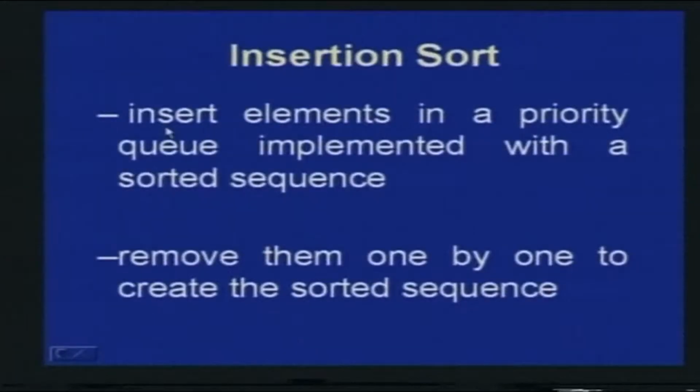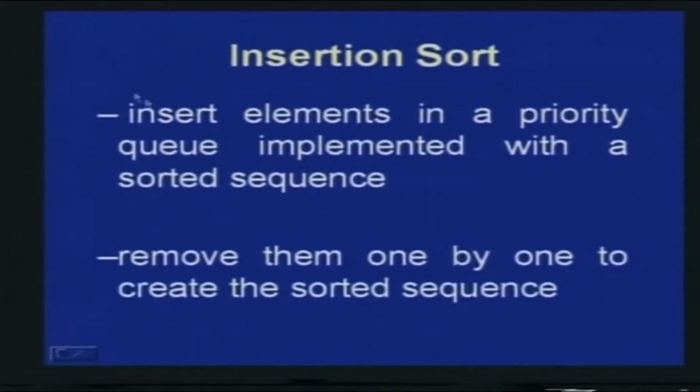The same priority queue can be used for insertion sort. In insertion sort, we are going to insert the elements in a priority queue, but this priority queue has been implemented with a sorted sequence. So, you remove them one by one to create the sorted sequence. What is the difference between selection sort and insertion sort? In selection sort, the previous one, we inserted the elements into an unsorted sequence and here we insert the elements into a sorted sequence. That is the basic difference. Please note these two sorting algorithms are using priority queue as a convenient data structure for implementation purposes.